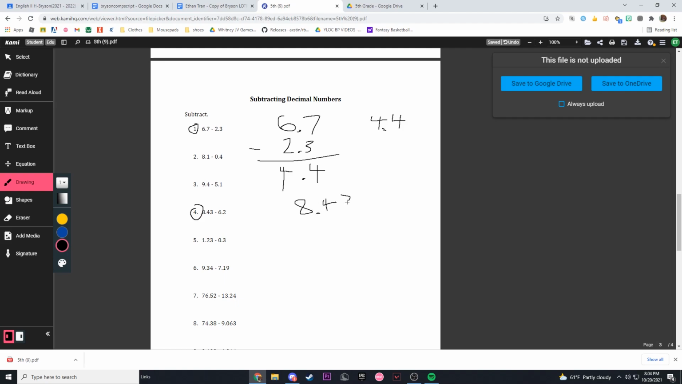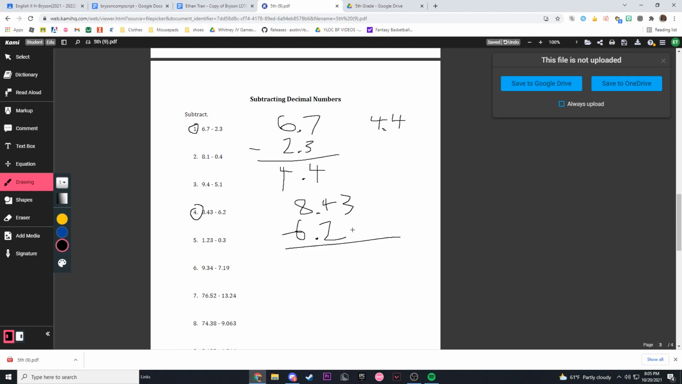For number 4, we have 8.43, and then 6.2. So we see that we only have two digits in this number while we have three digits in this number. So we just need to place the decimal place first. And now we look to what's one place on the right of the decimal place, which is a 2, and what's one place on the left of the decimal place, which is 6. So notice how we didn't put it like this because the decimal place wouldn't be aligned up. We need to line them up, so we put the 6 here, the decimal place here, and a 2 here.